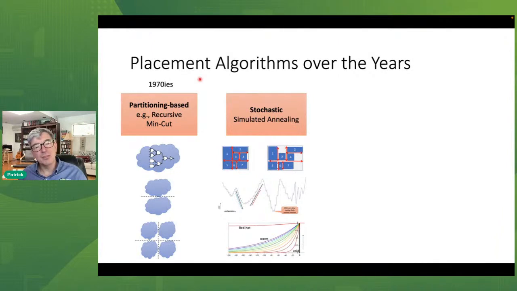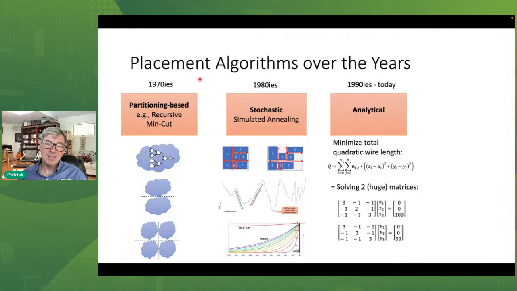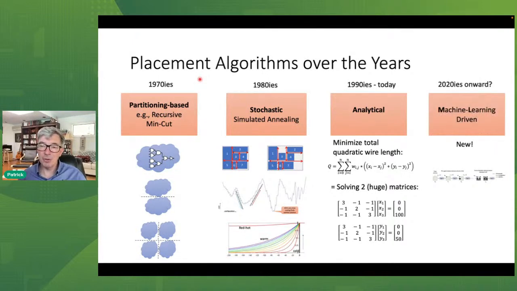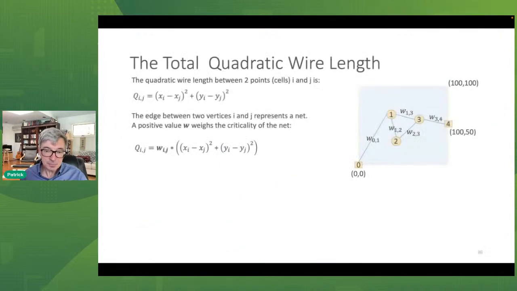Then in the 1980s, we figured out that stochastic simulated annealing actually works better, where we randomly swap cells and slowly drive it to a more optimal solution. And then in the 1990s until today, we went to numerical methodologies where we solve 2-use matrices, and I'll show that in a moment. And maybe now onwards, we can look at machine learning-driven methodologies, and I'll talk about them as well. I want to focus on this rather than on many of the other hundreds of algorithms here, because I think this is one of the key steps in hardening the design into something physical.